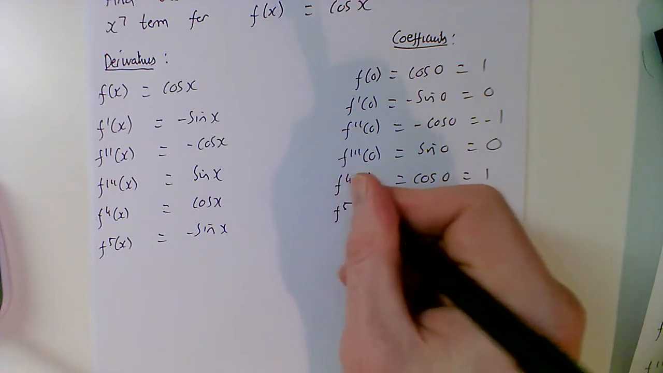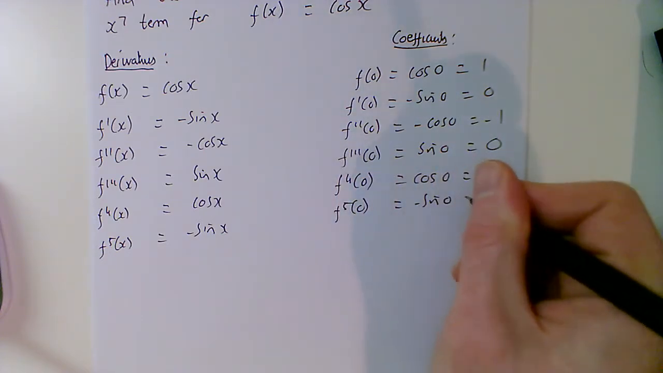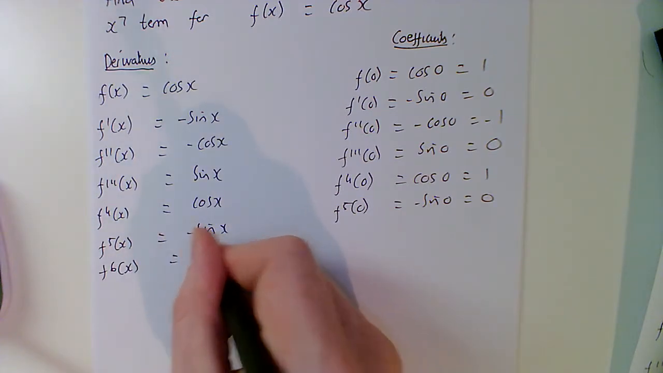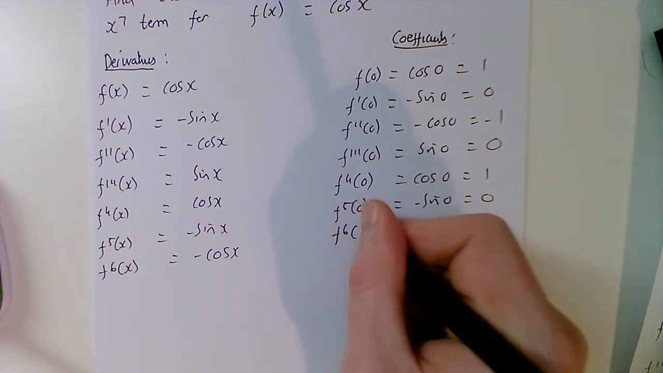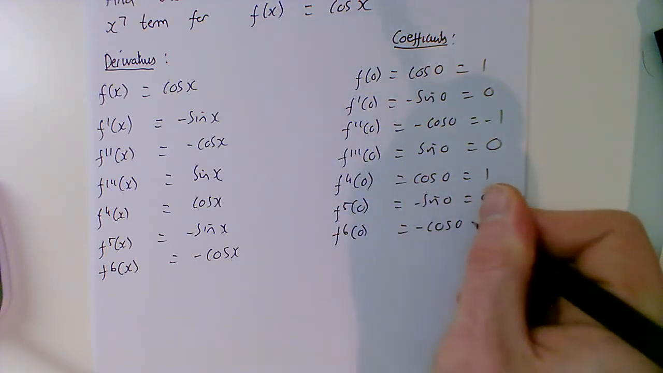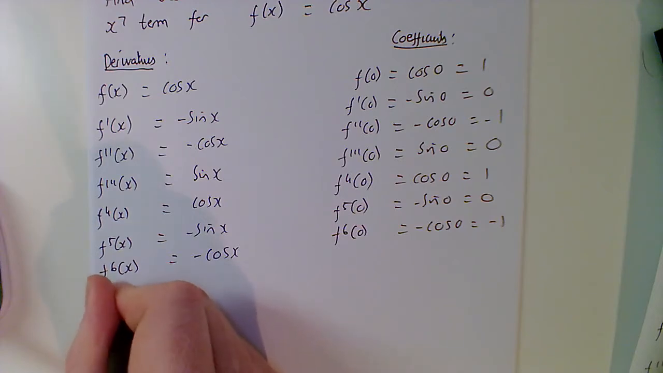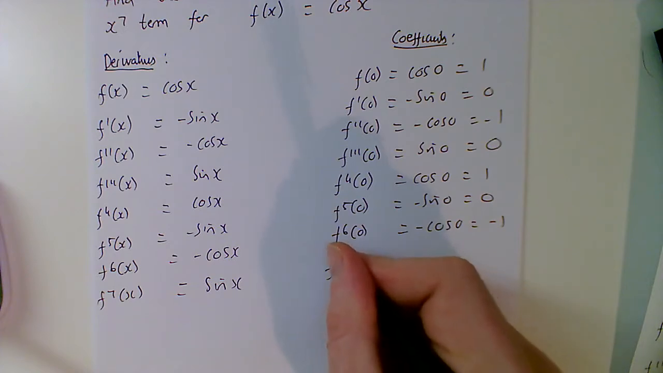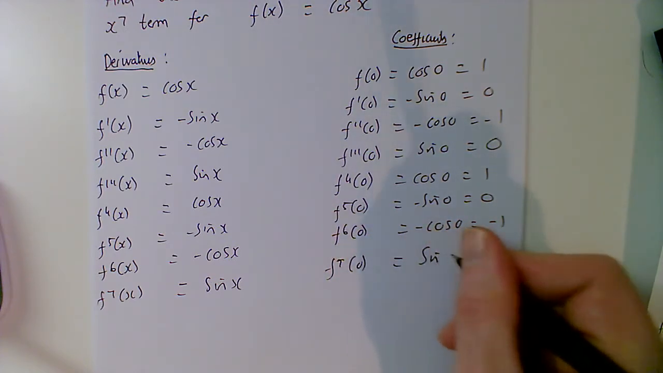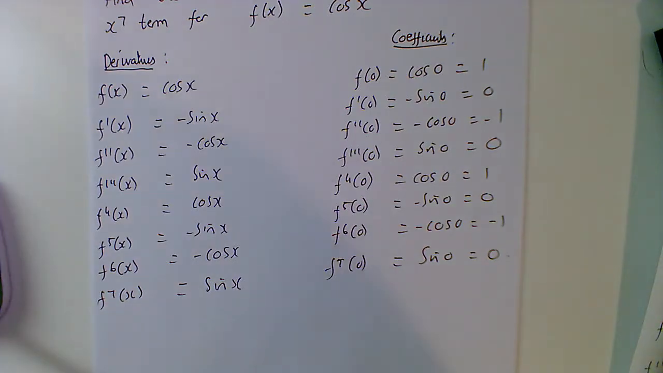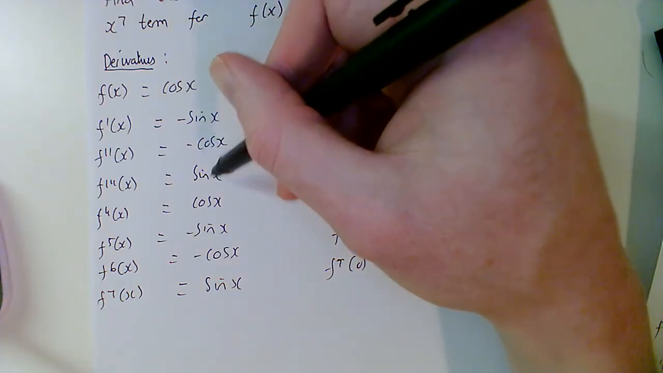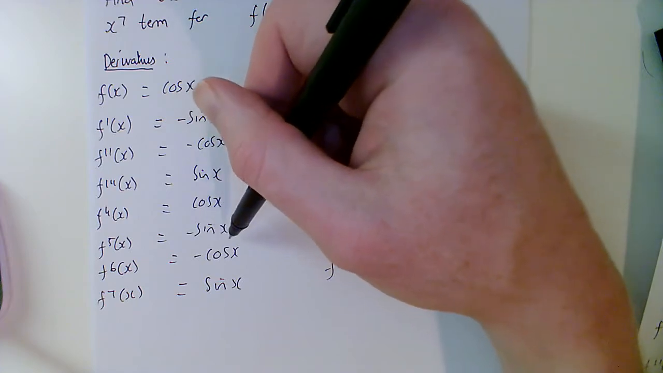The fifth derivative of 0 is negative sine 0, which is 0. Sixth derivative of x is negative cos x, which is the sixth derivative of 0, negative cos 0, which is negative 1. The seventh derivative of x is sine x, which is sine 0, which is 0. So there we go. So we're just alternating: cos becomes negative sine, which becomes negative cos, which becomes sine, which becomes cos, which becomes negative sine, which becomes negative cos, which becomes sine.